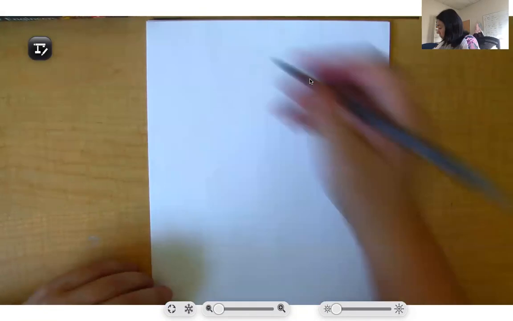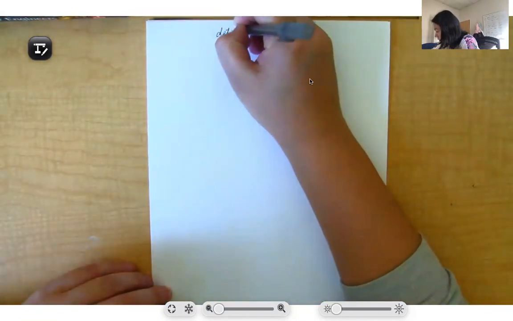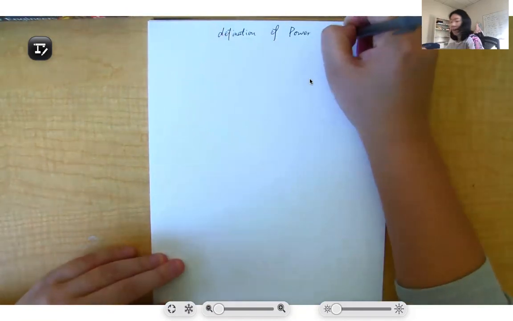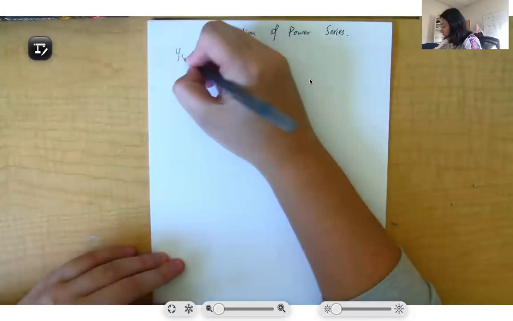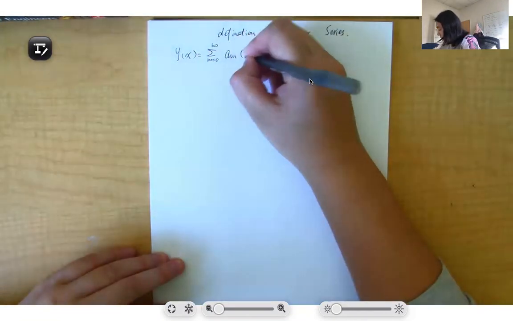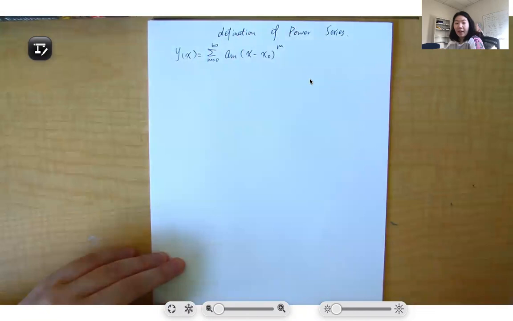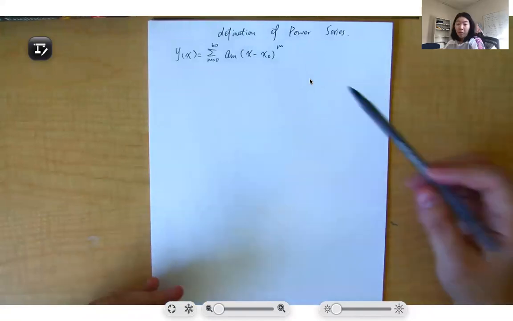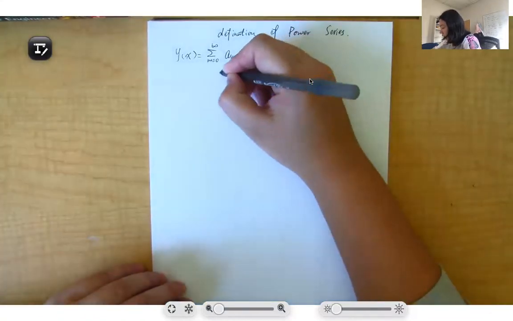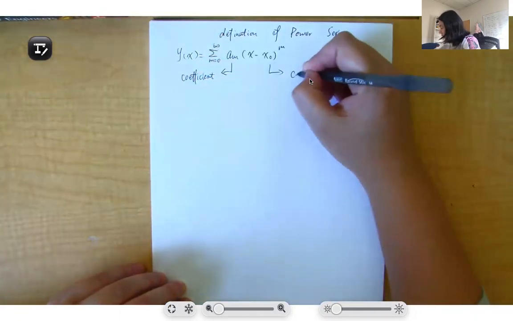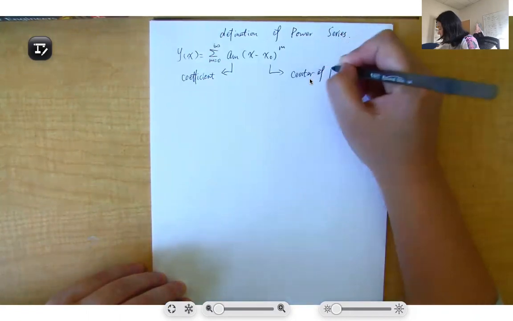The next topic we will talk about is the definition of the power series. Let's write the power series of x equals the sum from m equals 0 to infinity of a_m times (x minus x naught) to the m's power. As before, we mentioned that a power series is essentially a polynomial. The a_m is called the coefficient. The x naught is called the center of the power series.